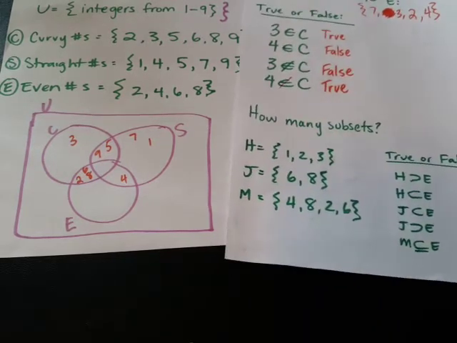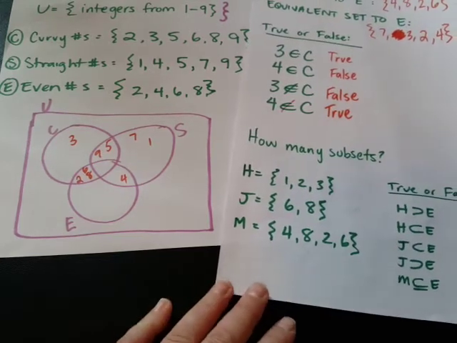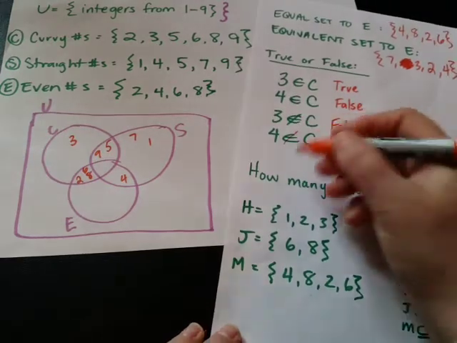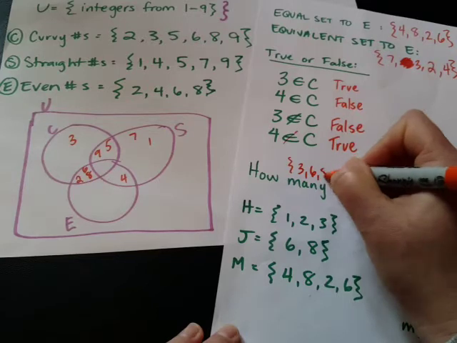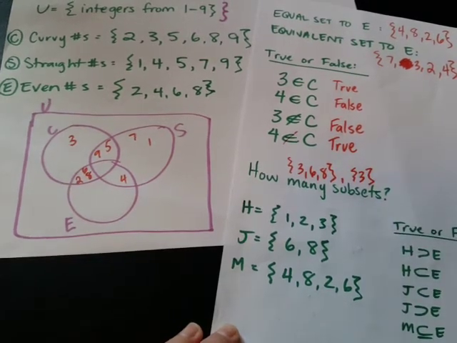Okay, so we have then subsets. Subsets are like taking a group like set C and making a subset. One subset could be 3, 6, 8. Another subset could just be a subset that includes a 3.